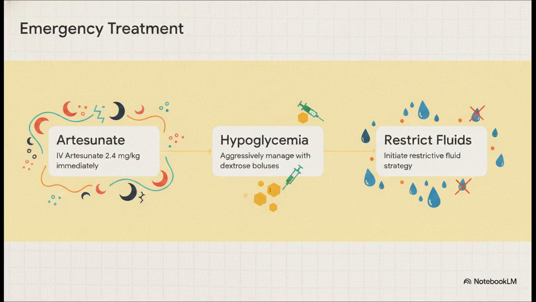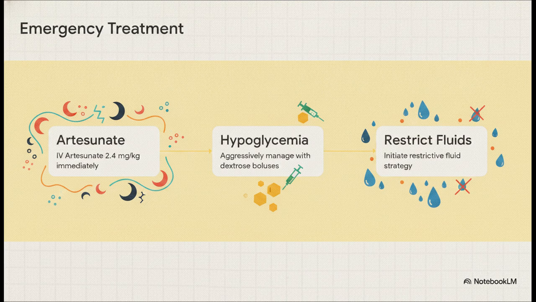Let's hit Section 5, Emergency Management and Pitfalls. This right here is the meat of this explainer, the immediate, aggressive management of the decompensating patient, and frankly, the common pitfalls that even seasoned ER docs fall into. Your immediate treatment cascade is simple, but it is rigid. Step 1. Push IV artesunate at 2.4 milligrams per kilo immediately. It is the treatment of choice. It provides rapid parasite clearance and yields a significantly lower mortality than quinine. Step 2. Aggressively manage hypoglycemia with dextrose boluses. It's super common and highly recurrent in these patients.